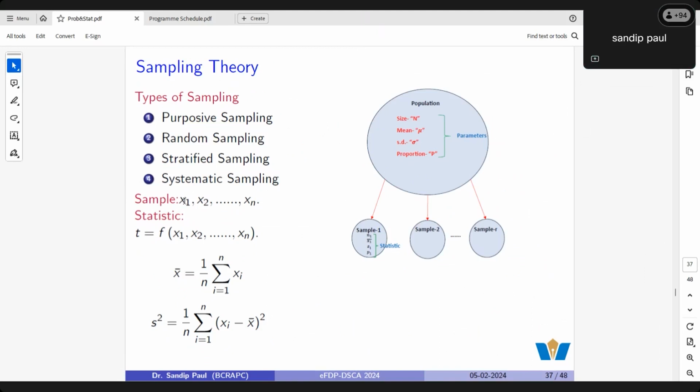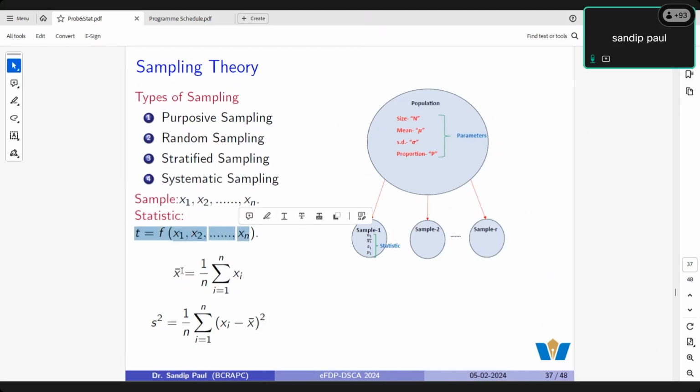Suppose we are taking a set of n data, so it is a sample of n data, x1 to xn. Any function of that data is called a statistic. Suppose the sample observations denote the height of students: the height of the first student, second student, or nth student. If we measure the mean, variance, proportions, or standard deviation, all are functions of the observations, and they are called statistics.